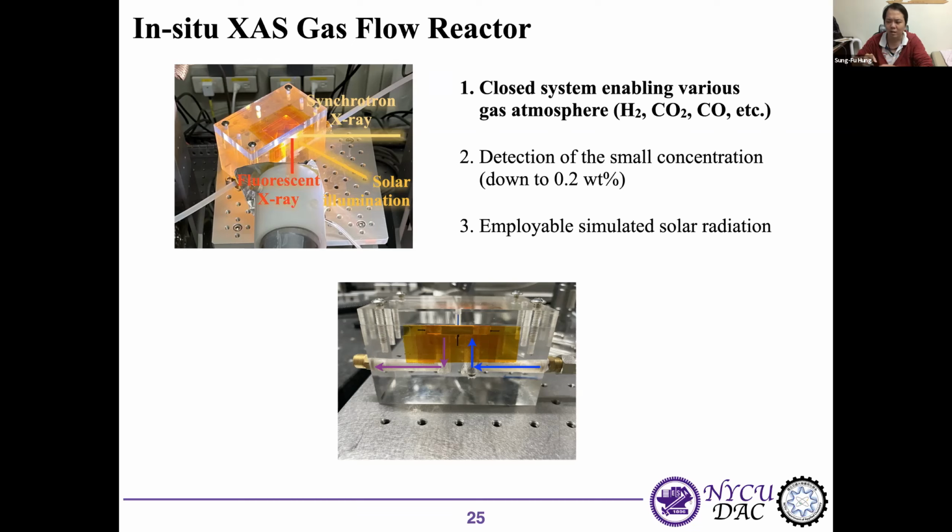Because most of the time, the X-ray damage occurs when the X-ray hits our materials, it can generate a lot of heat, and then the material can degrade quickly. So that's why I observe this phenomenon.